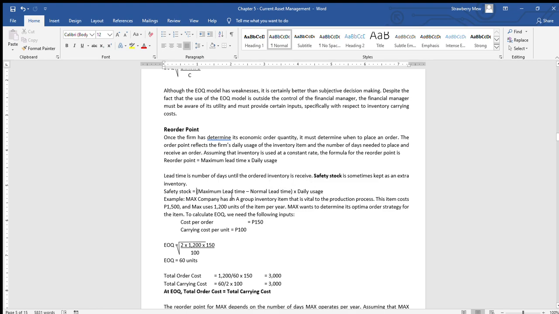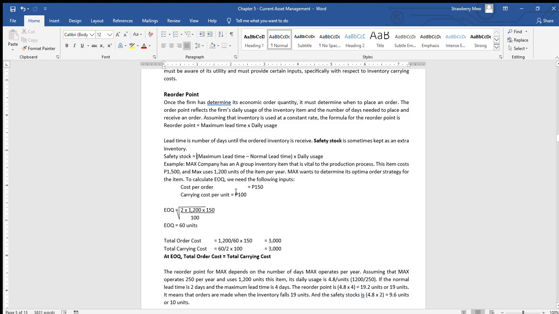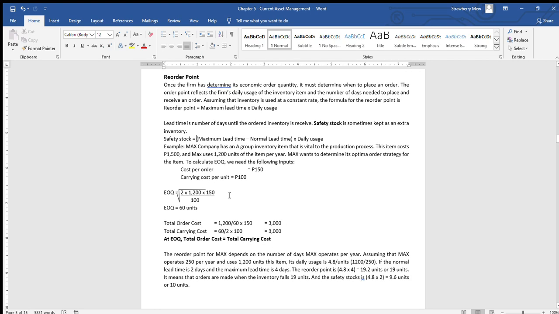Okay, so let's take a look at the example para mas maintindihan natin. Max Company has a group inventory item that is vital to the production process. This item costs 1,500. And Max uses 1,200 units of the item per year. So ito na yung quantity needed, right? Kasi this is for the whole year. So Max wants to determine its optimal order strategy for the item.